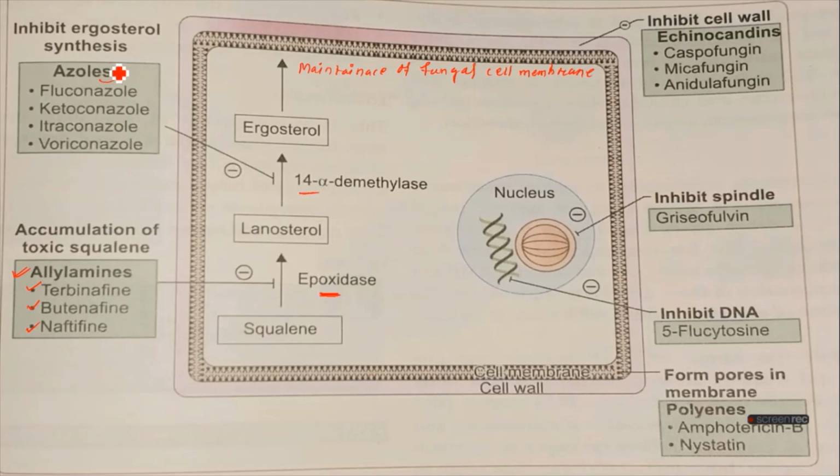The azole class of drugs basically acts on this pathway. Then inhibition of cell wall synthesis by echinocandins: caspofungin, micafungin, and anidulafungin. Inhibition of spindle formation by griseofulvin, inhibition of DNA by flucytosine, and formation of pores by the polyene class of antibiotics. Okay, let us discuss the drugs one by one.